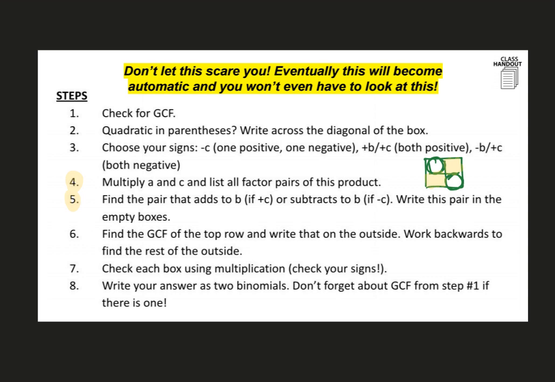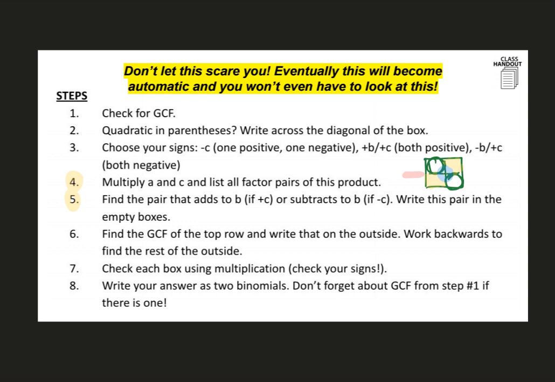Okay, so we're going to pick the pair that adds to B, because we know our B term's in the middle. We're going to pick the pair that adds to B if C is positive, or we're going to say it subtracts to B if C is negative, because we know that one's going to be positive, one's going to be negative, and then we're going to put those in our empty boxes. Then in order to get the outside, we're going to take the GCF of the top row, and then we're going to work backwards to find the rest of the outside. What's nice about factoring problems is you can always check your answer using multiplication. And then finally, we're going to write our answer as two binomials, and if there was a GCF, we're going to have it written out in front.